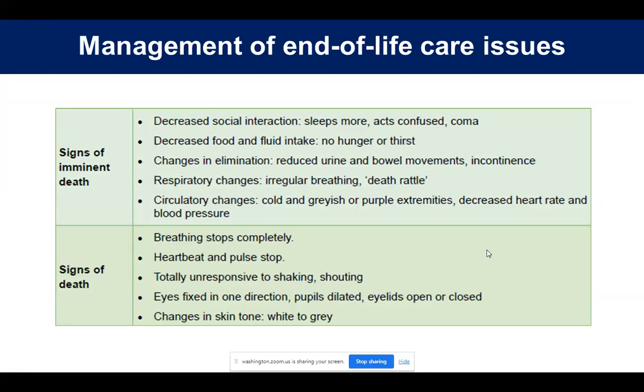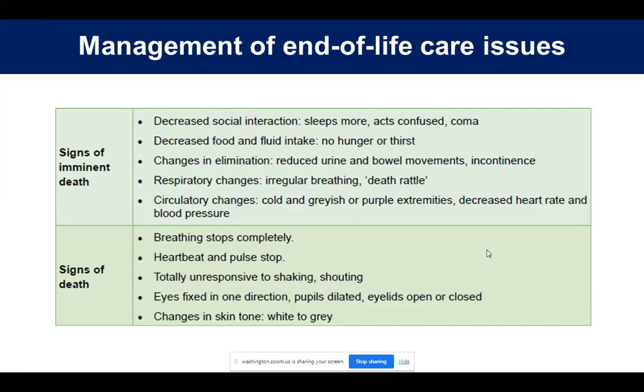The respiratory changes could be irregular. Circulatory changes: cold and grayish or purple extremities sometimes, decreased heart rate and blood pressure. And we have to explain the signs of death, because the doctor cannot be there forever, but the caregiver, the family member who is around with that patient, should know the signs of death.